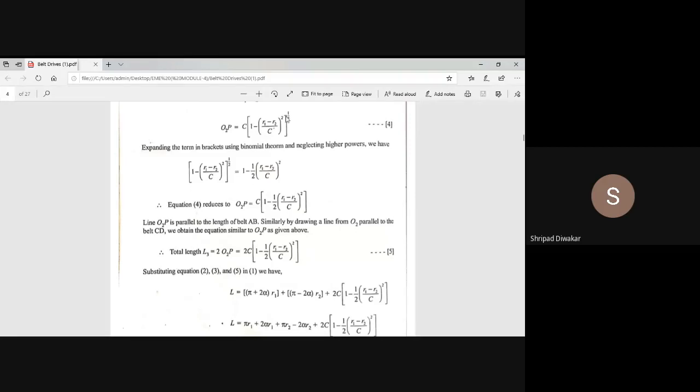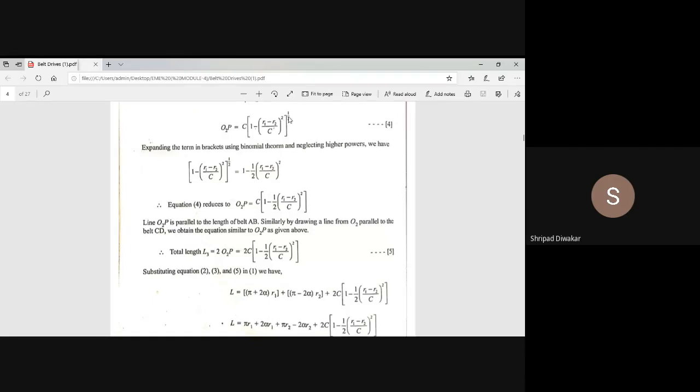So this is the expansion of this term using the binomial theorem, and remember, not taking the higher powers into account. Only take the first term. So this expansion is 1 minus half into (R1 minus R2 divided by C) square. Next, this is the equation. Now I am going to substitute this value in equation number 4.